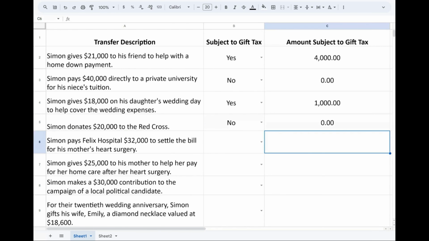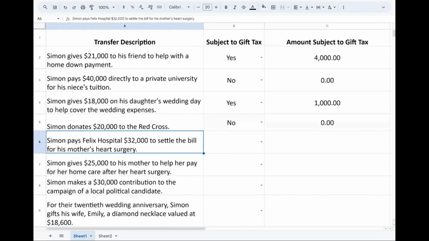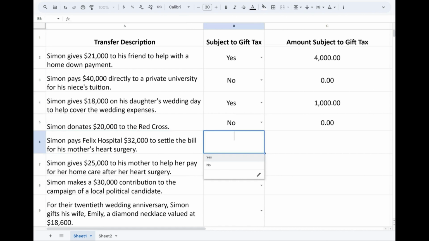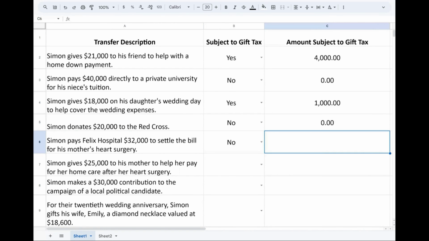Next, Simon pays Felix Hospital $32,000 to settle the bill for his mother's heart surgery. Since this amount was paid directly to the medical institution, which is the hospital, for someone else's medical expenses, it is exempted from the gift tax, and therefore it is not subject to gift tax, and the amount subject to gift tax would be 0.